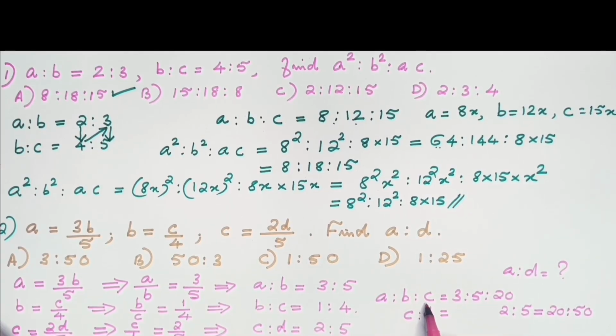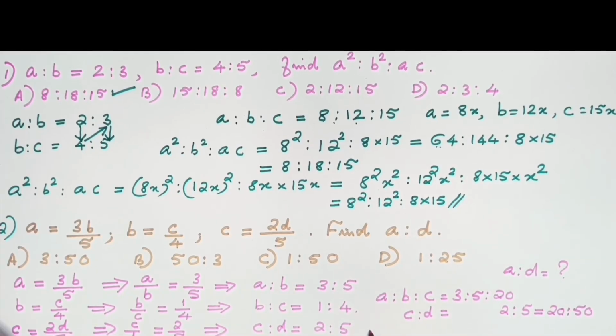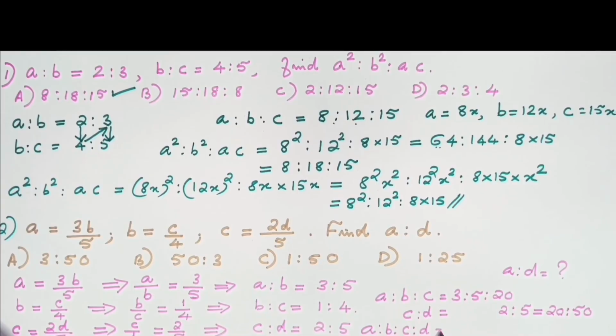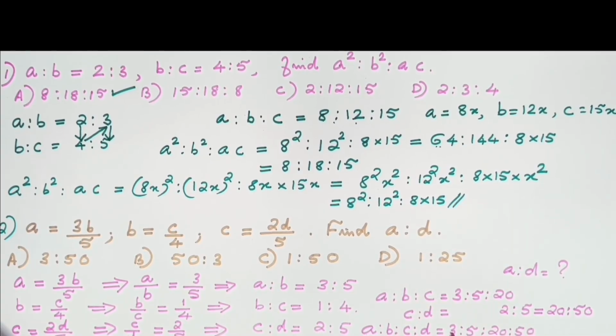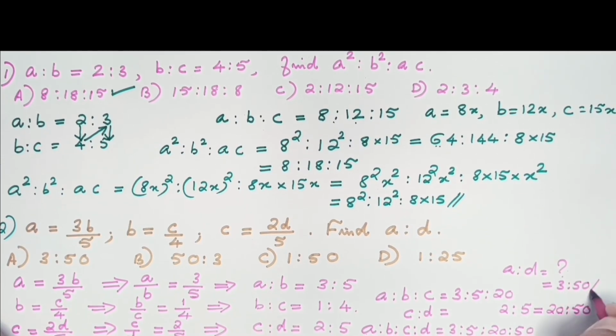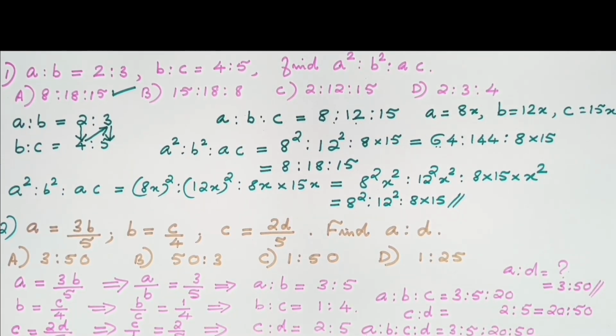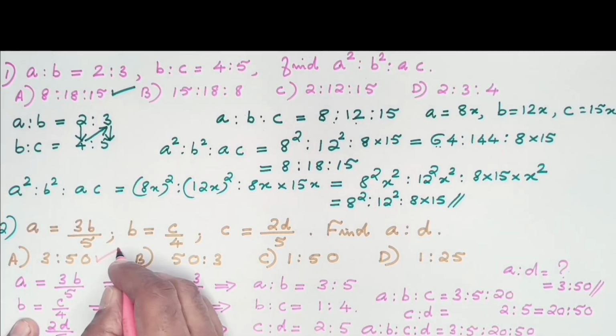A is to B is to C is equal to 3 is to 5 is to 20. You have C being common. Now you can write A is to B is to C is to D like this. 3 is to 5 is to 20 is to 50. And you're asked to find out A is to D. A is 3 and D is 50. So that will be the answer here. 3 is to 50. And that's given us the first option.